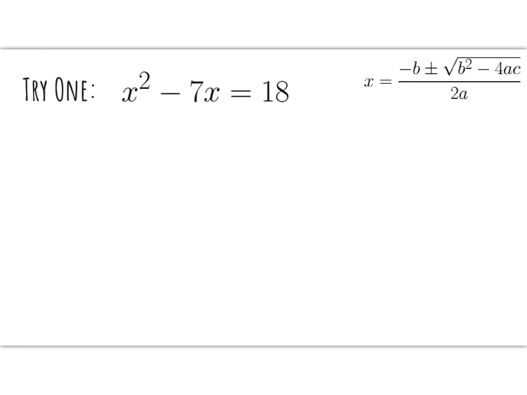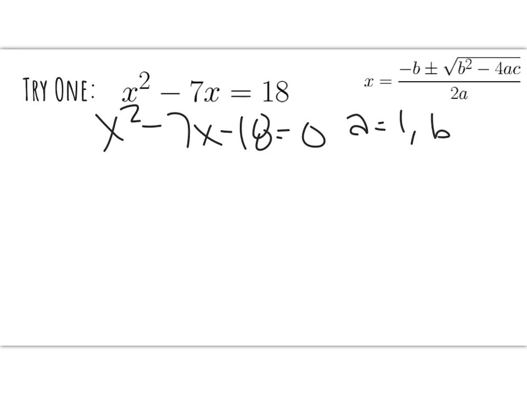Give this one a try. It's x squared minus 7x equals 18. First off, we need to move the 18 to the other side, so we have x squared minus 7x minus 18 equals 0. And that means that a is 1, and that b is negative 7, and that c is negative 18. And we'll drop the pieces into the quadratic formula.